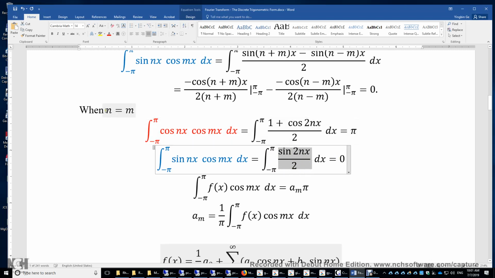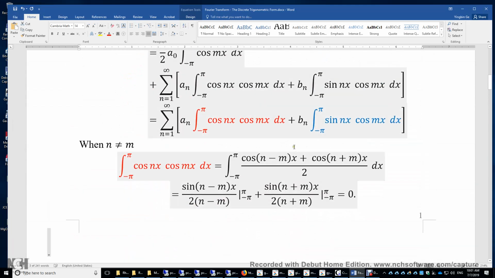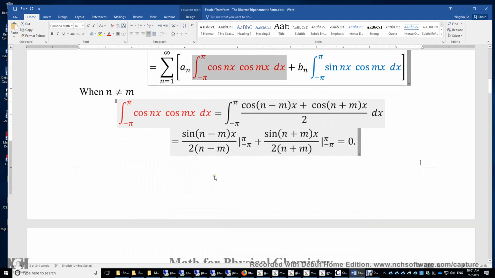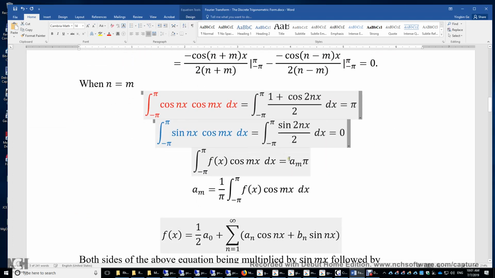And again, when n equals m, we have this integral in red to be non-zero, and this integral in blue happens to be 0 as well. Therefore, this entire infinite series over here contains only one non-zero term. That is when n equals m. This integral is non-zero. Alright, since we have only one non-zero term, again, we just write out that non-zero term, which is a sub m times pi. We get this equation here.